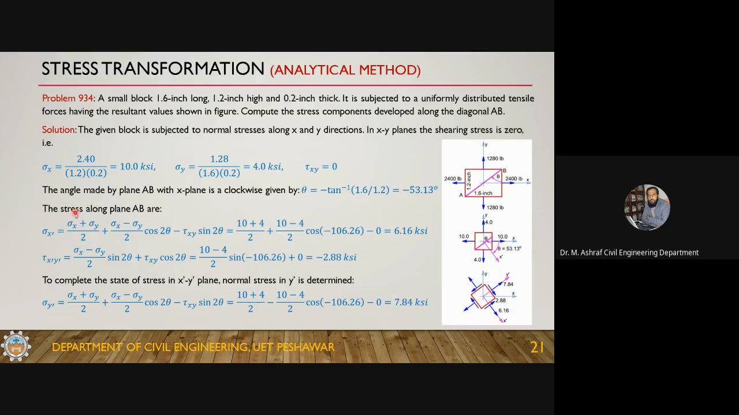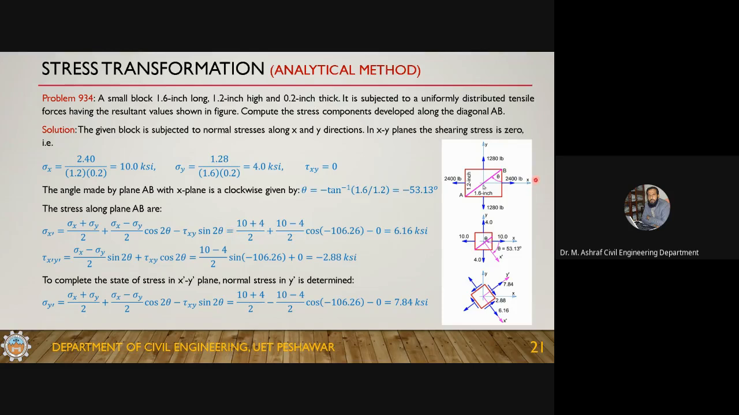Now these are the transformation equations. So these two components are basically required. The stress components along diagonal AB are these two components. So sigma x prime is equal to this one. Plug in the values 10 and 4, and theta is 53.13, so you will have to double it. So this is 106.26, and it will result in 6.16.